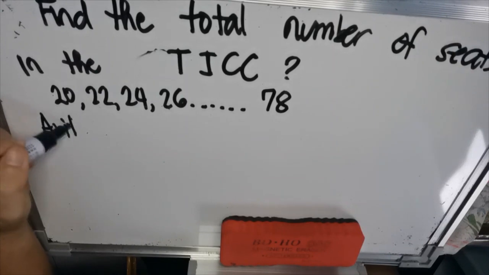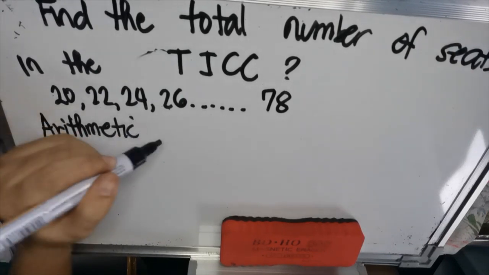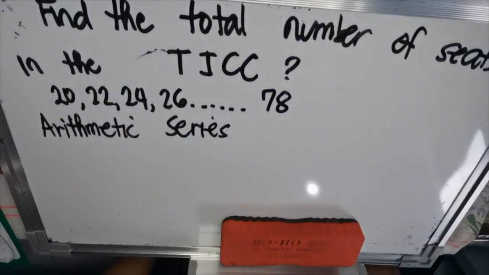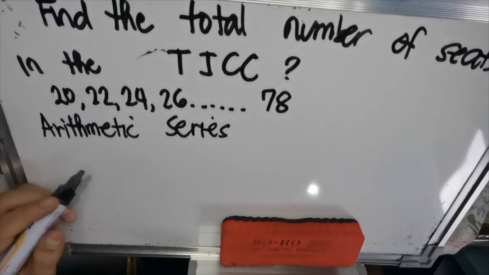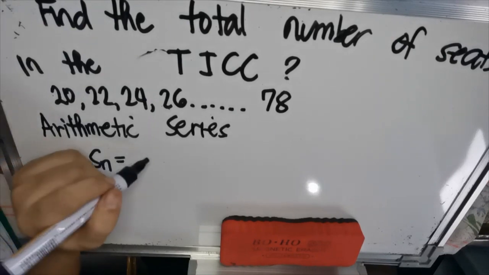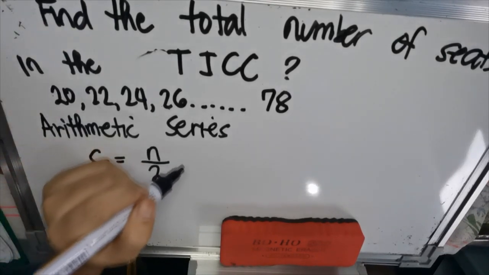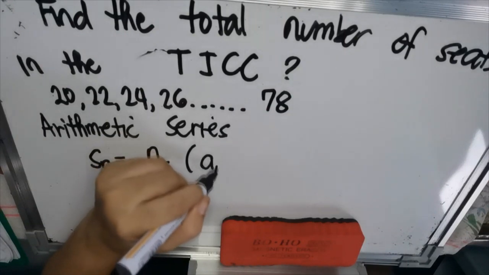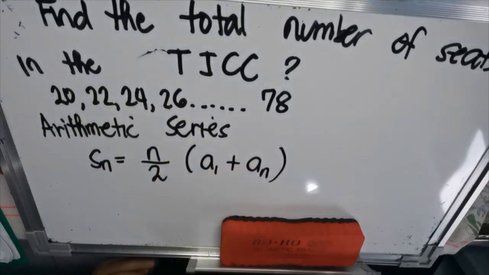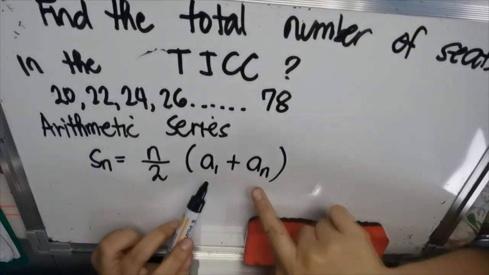What is arithmetic series? Arithmetic series, ito yung sum ng ating arithmetic sequence. Ito yung sum ng mga terms na makikita natin sa arithmetic sequence. Now, ano yung formula natin dyan? So, series yan. So, S sub n is equal to n over 2 times a sub 1 plus a sub n. Okay? If given yung first and last term natin.